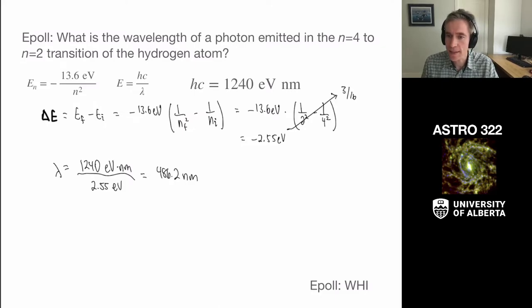going back to this. I haven't made a slide for this, but I want you to go ahead and answer, what is the n equals 5 to n equals 3 transition called?